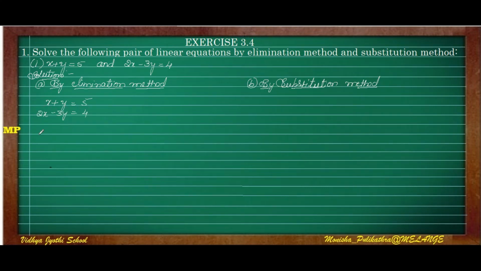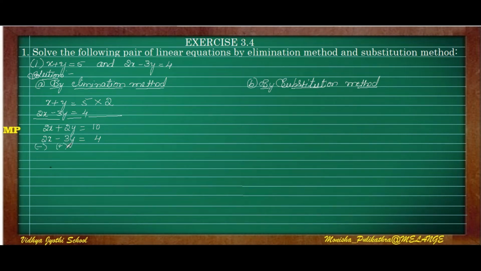In order to eliminate, one of the variables should be the same. So here x and 2x are there. The first equation I want to multiply with 2 so that the 2x will become equal to each other. So 2 into x is 2x plus 2 into y, 2y is equal to 2 5s are 10. And the second equation we have to write as it is. So now the x variable is same.